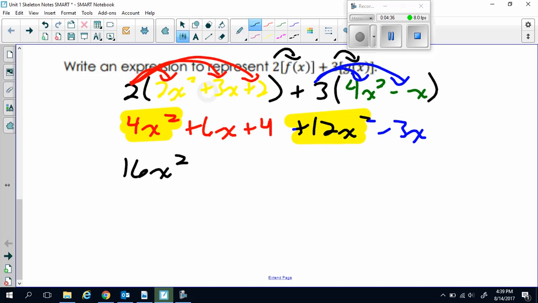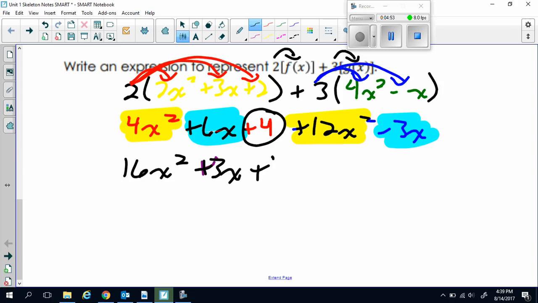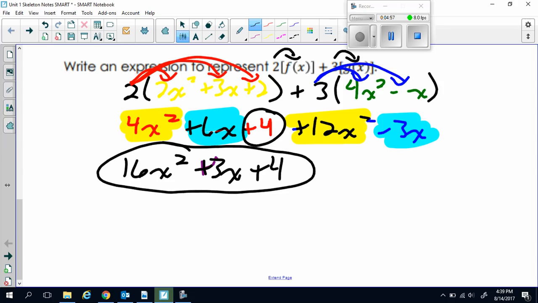Then we have another set of like terms here. We have this 6x here and this negative 3x here. So 6x minus 3x, that's going to give me positive 3x. And then this 4 right here is not like anything, so it's just going to go on the back end, plus 4. So my final answer is 16x squared plus 3x plus 4.